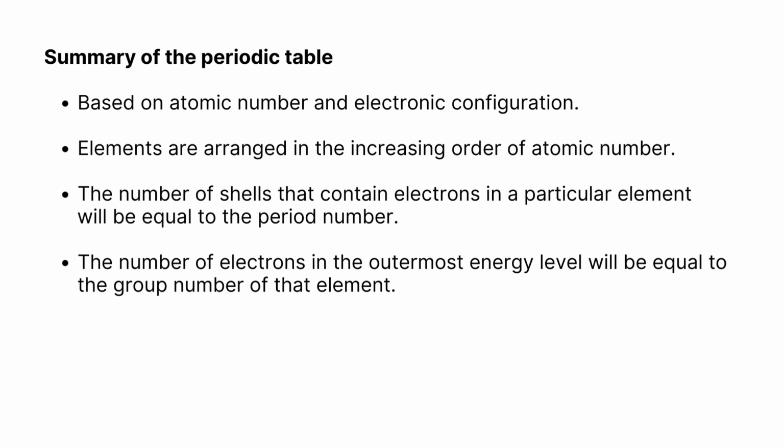Elements are arranged in the increasing order of atomic number. And the number of shells that contain electrons in a particular element will be equal to the period number. And also the number of electrons in the outermost energy level will be equal to the group number of that element. And we have come to the end of our video.